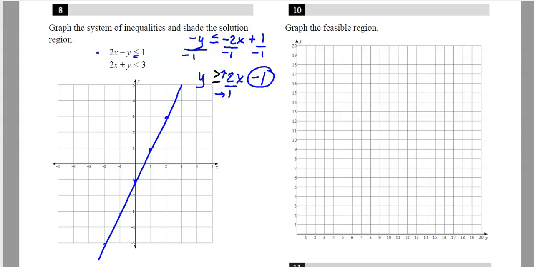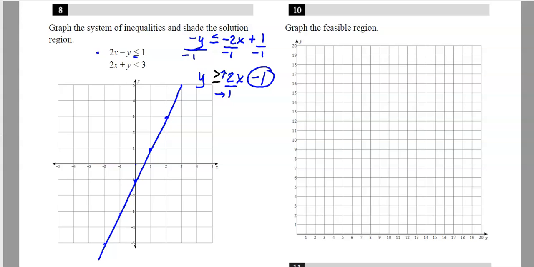And now I got to pick a shade. Two ways to shade. One way to shade is choose a test point. If possible, always choose (0, 0), as long as it doesn't live on the line. And if (0, 0) works in the equation, you shade that side. If (0, 0) doesn't work, you shade the other side.